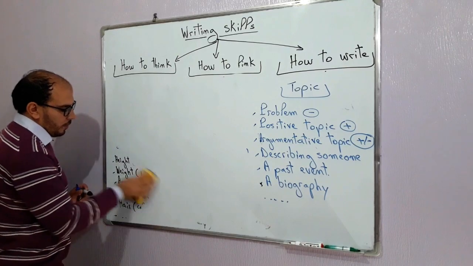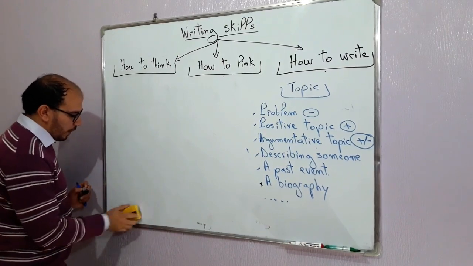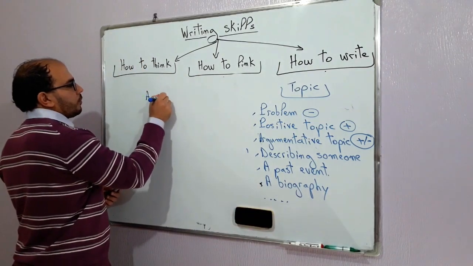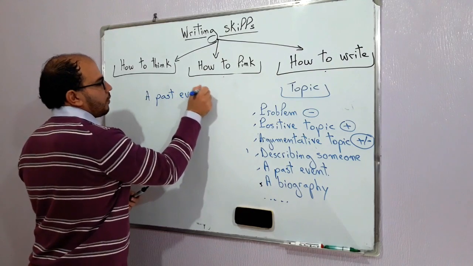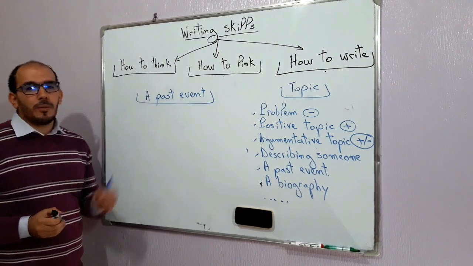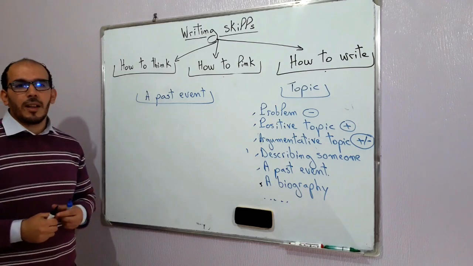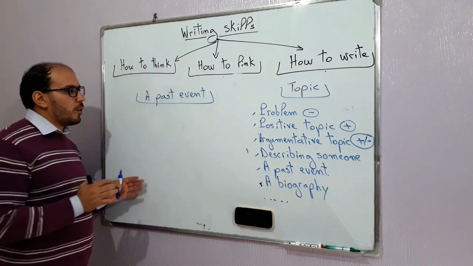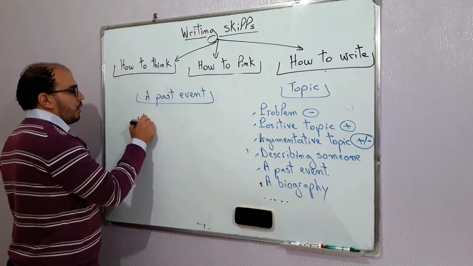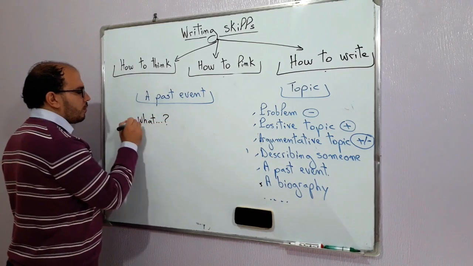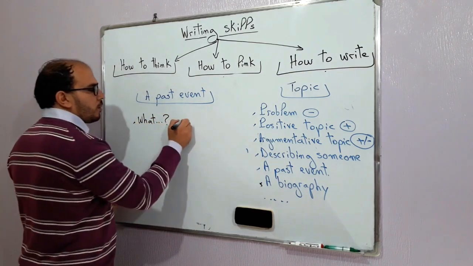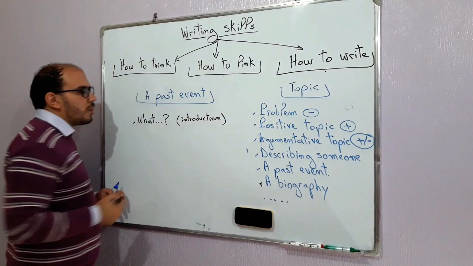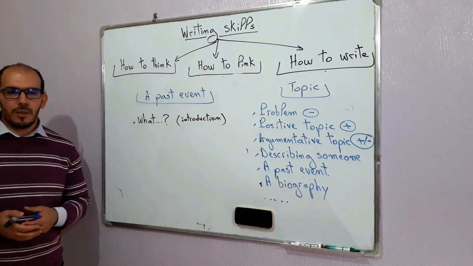Now let's move on. Suppose that I have to write about a past event, something that happened in the past. For something that happened in the past, there are certain WH questions that I have to answer. The first one is what? What is this event? This means I have to give an introduction. Introduce this event, or give a definition of this event.